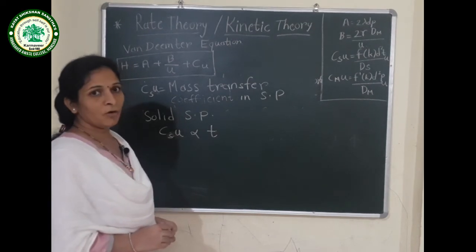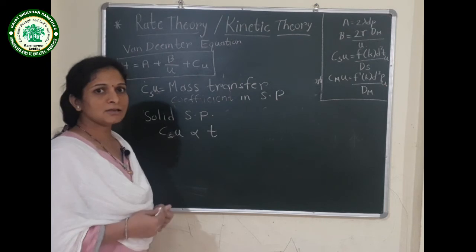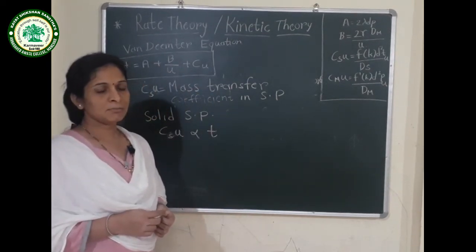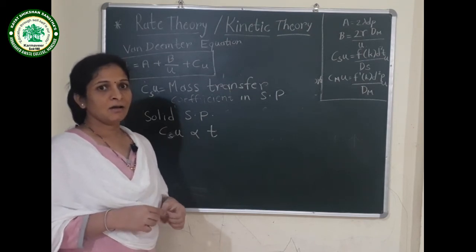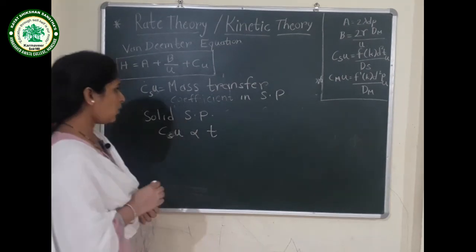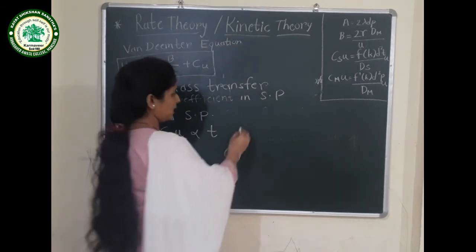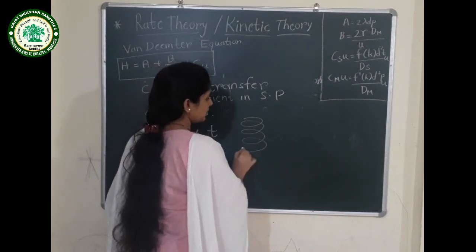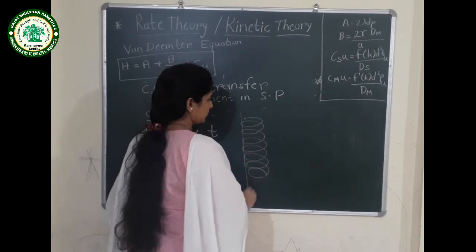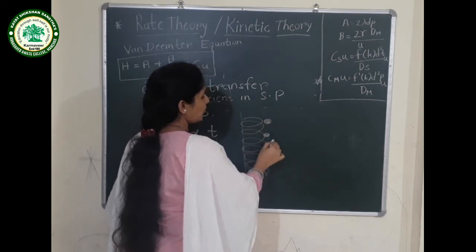Now in a solid stationary phase, as the flow rate increases, the elution will be faster, and as the flow rate decreases, elution will be slower. It means mass transfer will increase when the flow rate is faster. It also depends upon the affinity of the stationary phase and the mobile phase. Suppose this is the stationary phase in the column, and this is the mobile phase, with components in the mobile phase.